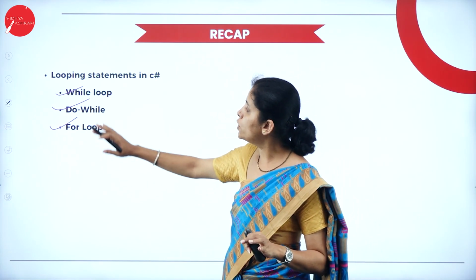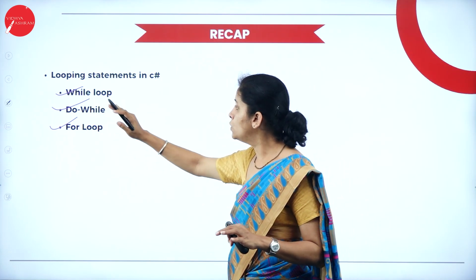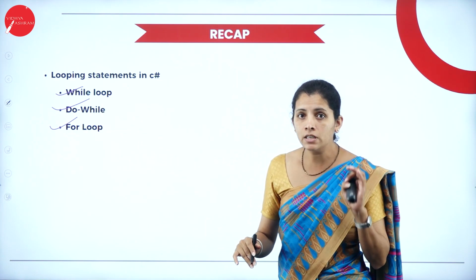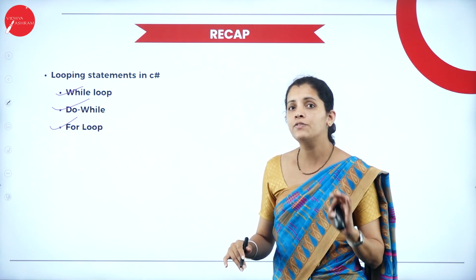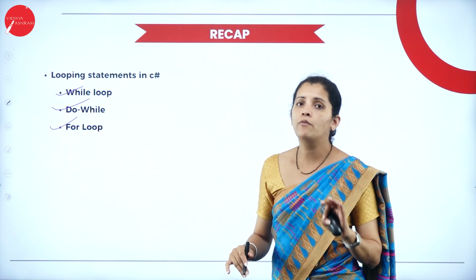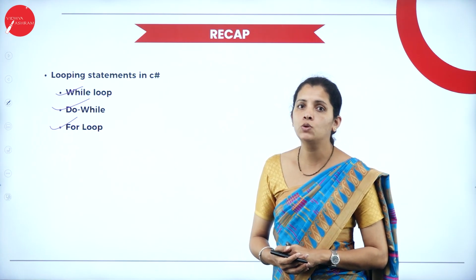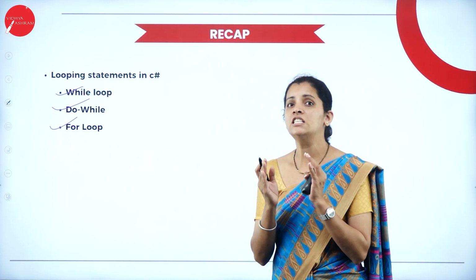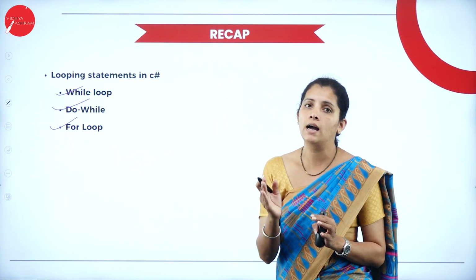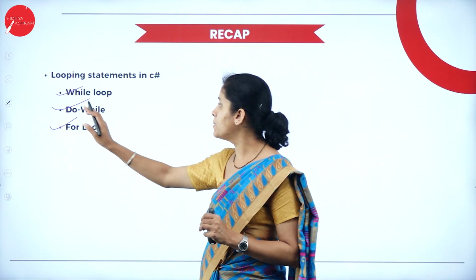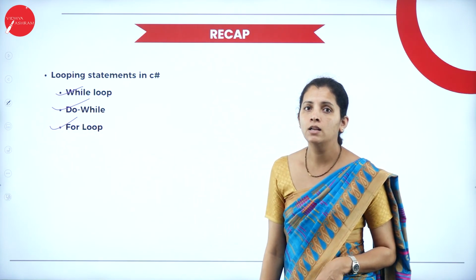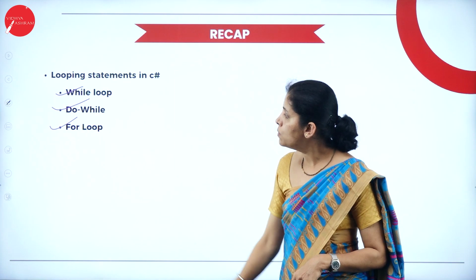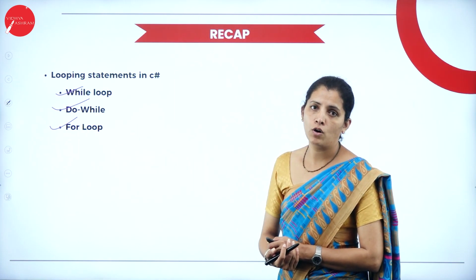Then what about do while? In the do while loop, if the given condition is false, still I want to execute at least once. That means when I want to repeat this statement at least once, in that situation I'm going to use the do while loop. Now I'm going to have the for loop.